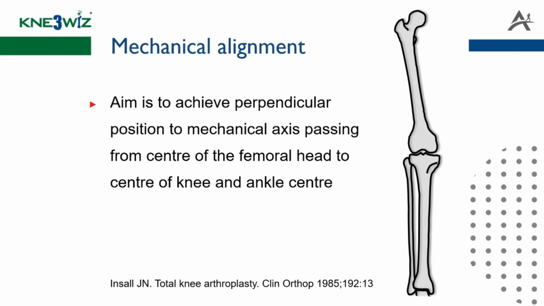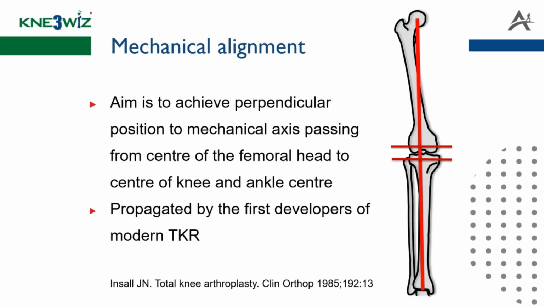The aim of mechanical alignment for a prosthetic knee joint is to place it perpendicular to the mechanical axis of femur and tibia. It was the alignment propagated by the first developers of knee replacement and was a small trade-off between anatomy and the prosthetic joint biomechanics to ensure both longevity and function.